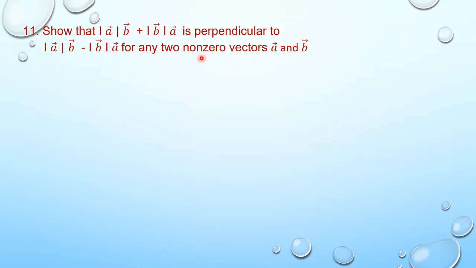For any two non-zero vectors A and B, that means vector A and B are non-zero vectors. It has some magnitude. So show that these two vectors are perpendicular to each other. So we know that if any two vectors are perpendicular to each other, then the dot product of these both will be equal to 0. Compulsory you need to prove this, because the question says show that.